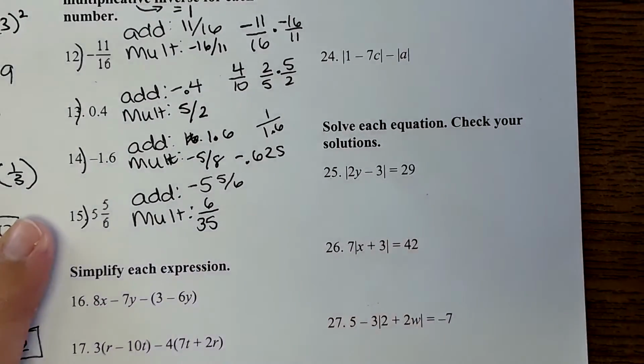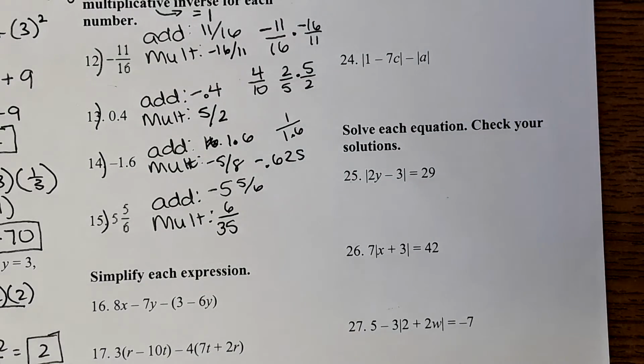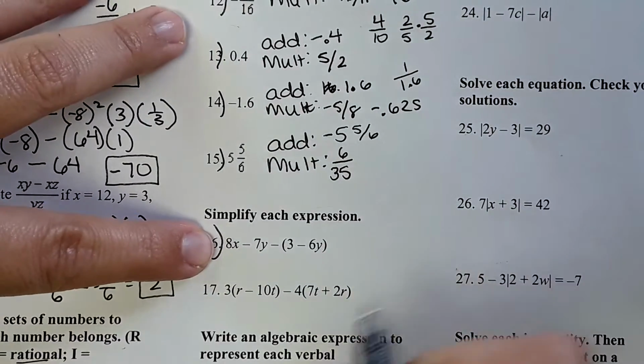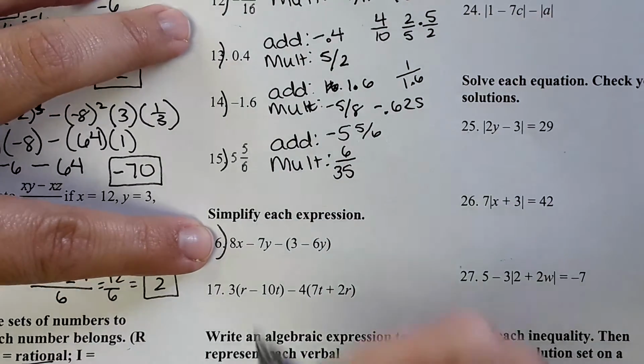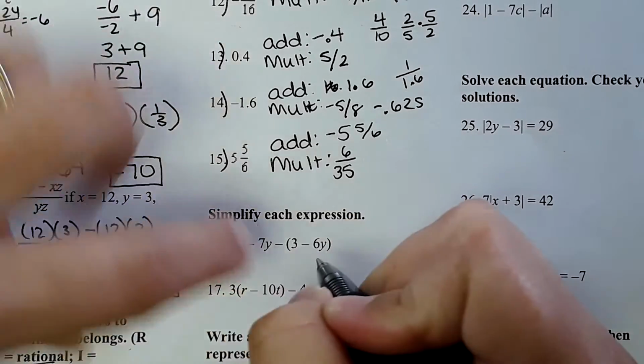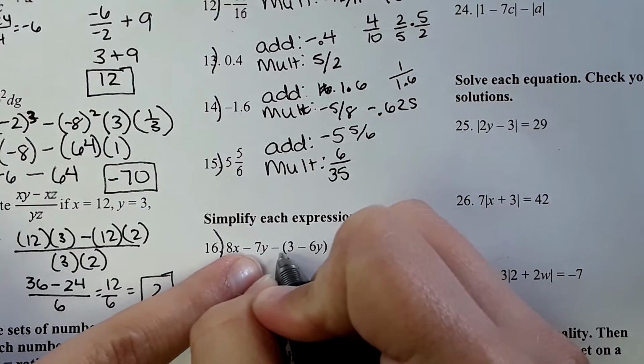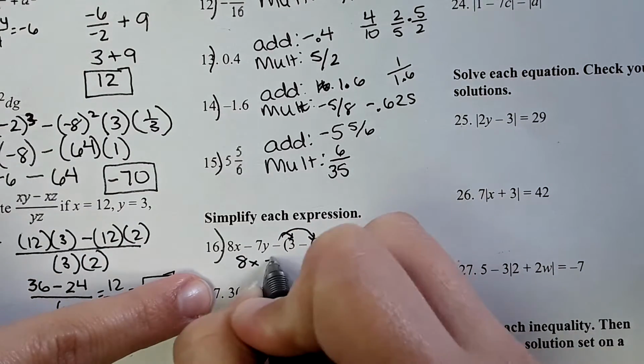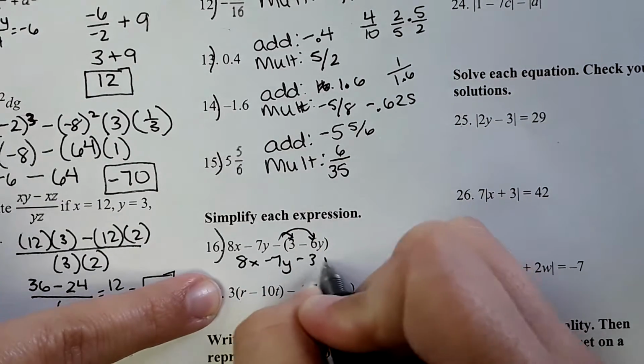Okay. Next, simplify the expression. How are we doing on time? 24. Okay, we're good. Simplify each expression. Make sure you have your variables in alphabetical order. Also, you'll likely have to distribute. So here is a negative. We're going to distribute to both of those terms. 8x minus 7y minus 3 plus 6y.